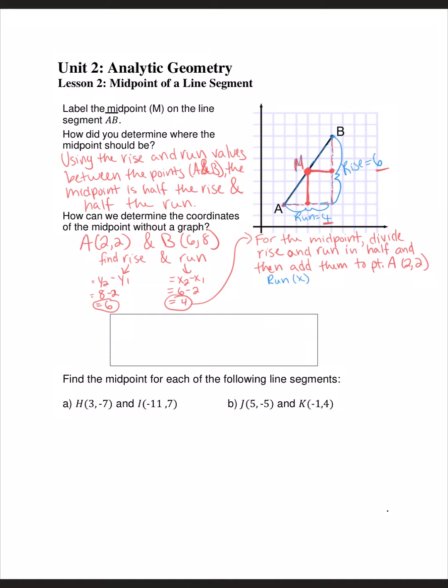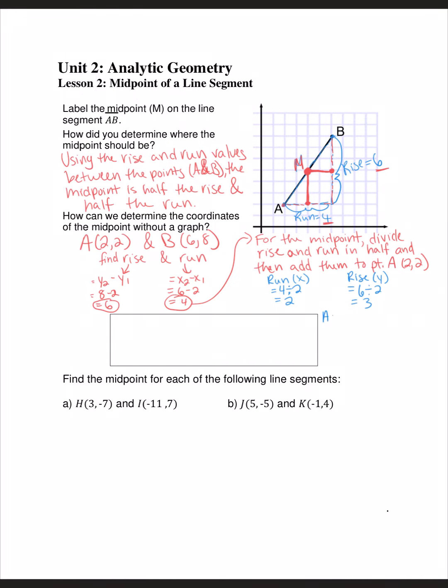So our run is our x values. If we divide our run of 4 by 2, we're going to get 2. If we take our rise, which was our y values, and we found our rise to be 6, and we divide that by 2, we're going to get 3.